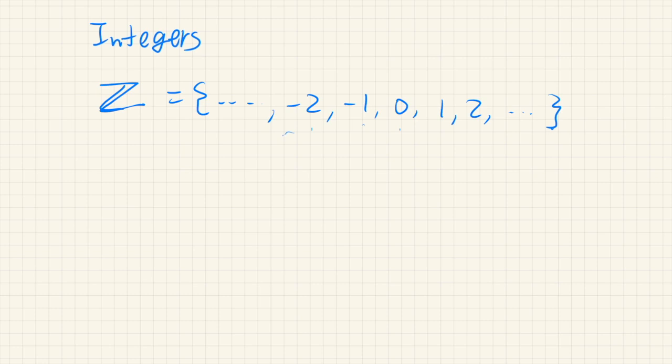And we can add, multiply, and subtract integers. Division may be problematic, but we can define division between integers by including remainders. By the way, we use Z for integers. This symbol comes from a German word called Zahl, which means number in German.